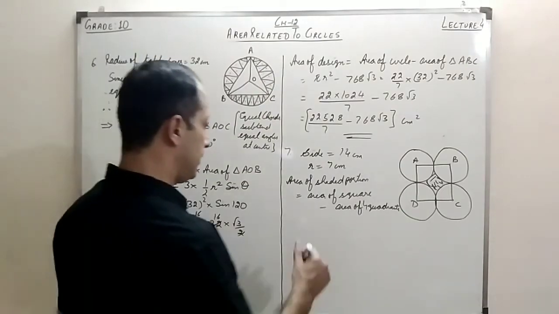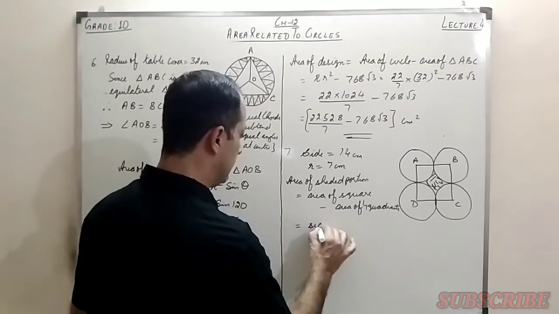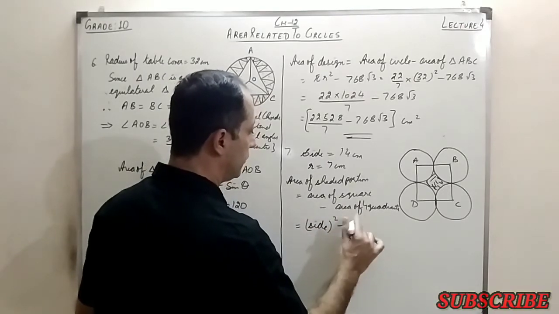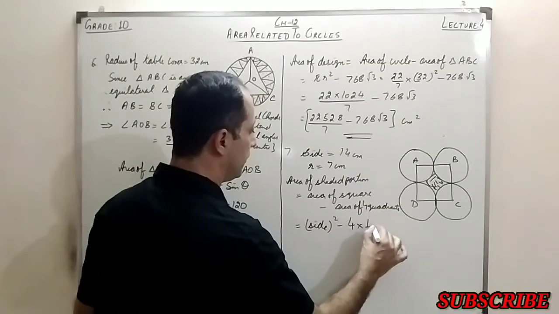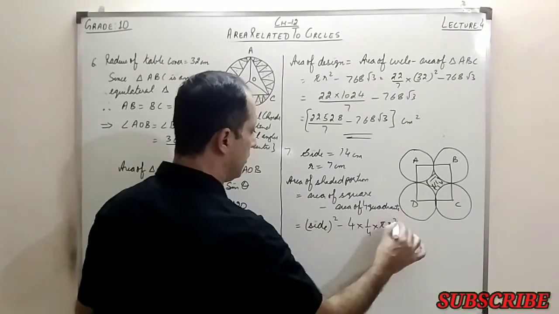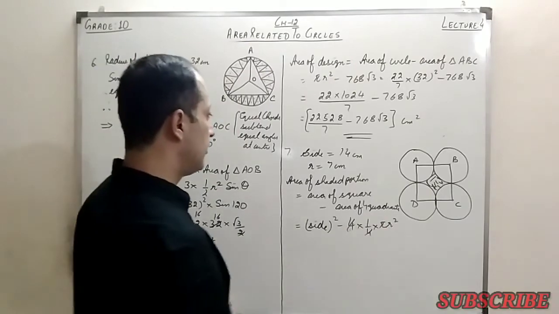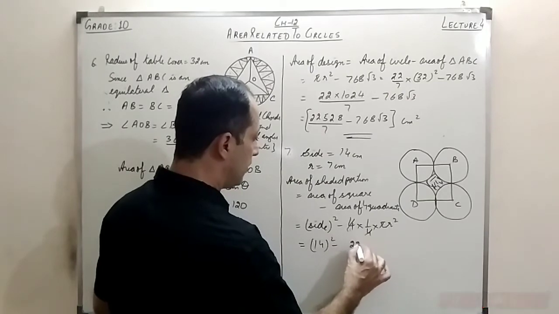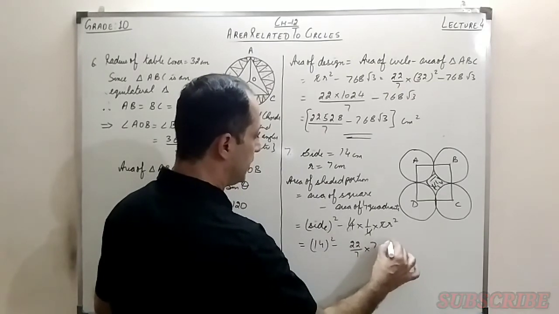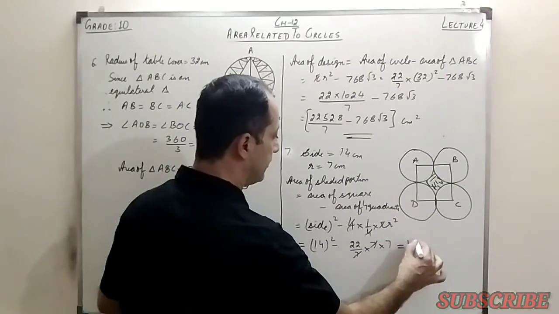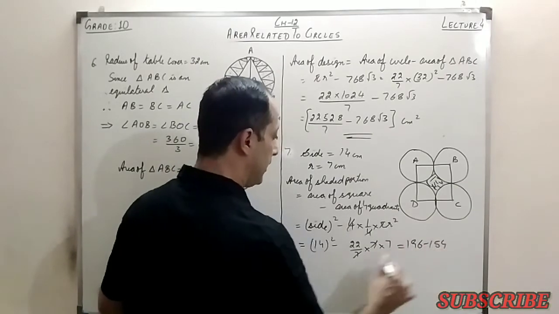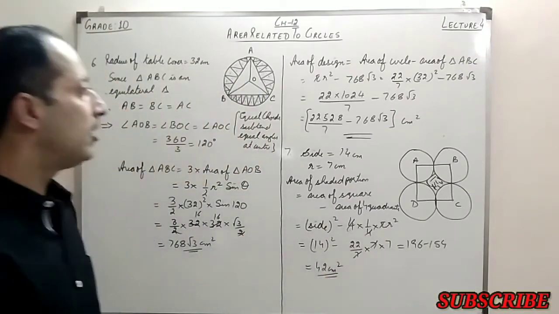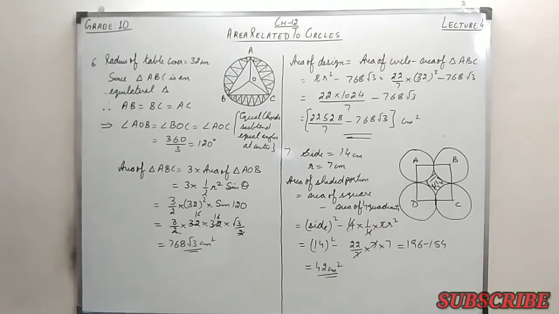Right, so we just do it. This is side square minus 1, this is 4 times 1 upon 4 into pi. So this 4 cancels out. The side of the square is 14, so this is 14 square minus 22 upon 7 into 7 into 7. 7 cancels, this is 196 minus 154. And we get the answer as 42 centimeter square. So this is how we can do these questions, right?